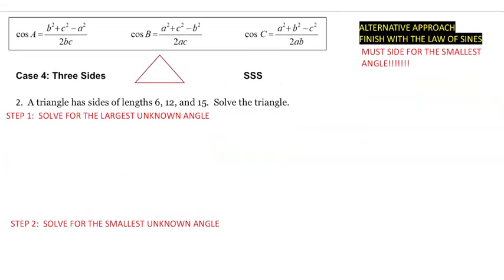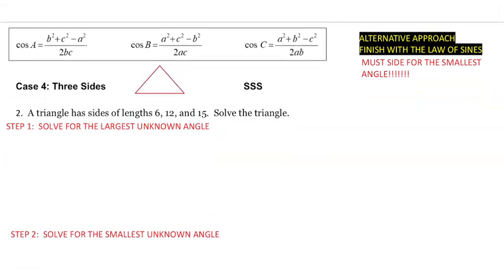Okay, so with that, let's try to do our three sides example. So here they give me sides of 6, 12, and 15. I am going to put my A, B, and C here, and I'm going to make this 15, this 6, and this 12. Okay, so we have all those there.